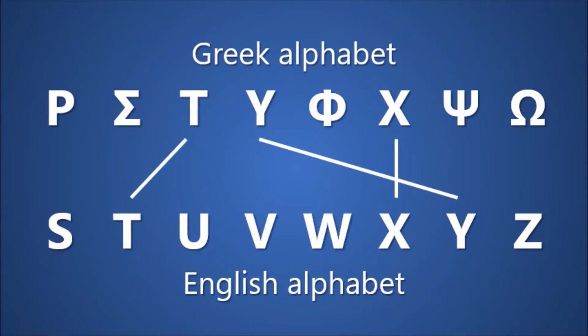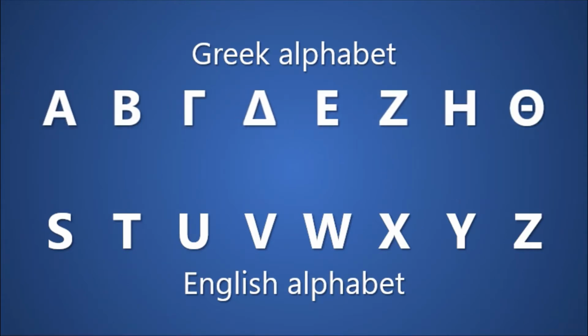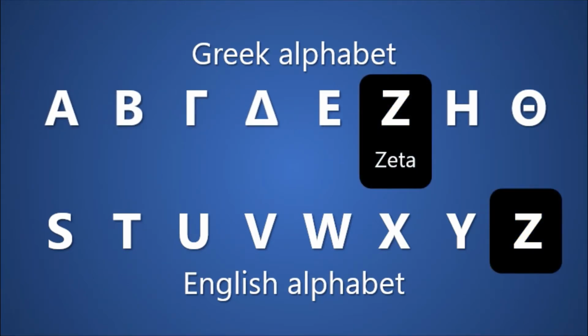But the letter Z does come from a Greek letter. It's just not at the end of the alphabet. The order of the letters is even more jumbled than it looks. The 6th letter of the Greek alphabet is zeta, and it's this letter which will eventually give us our letter Z.